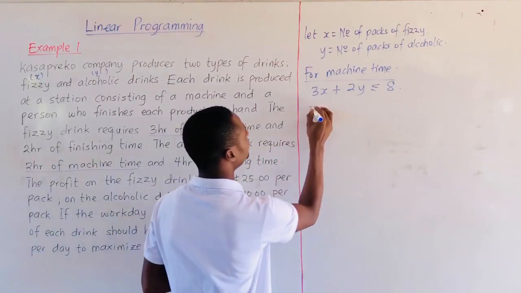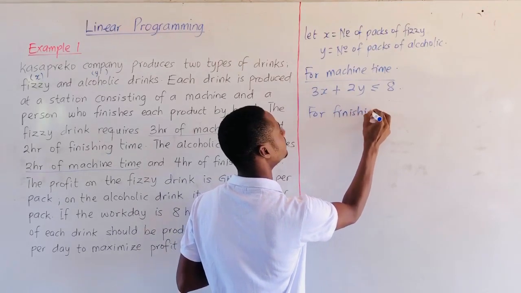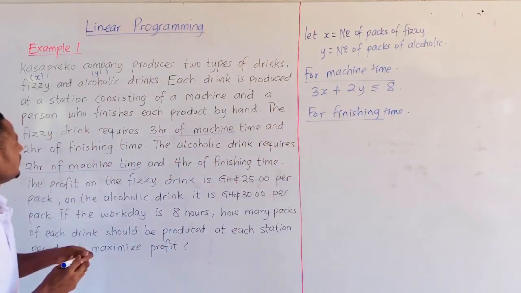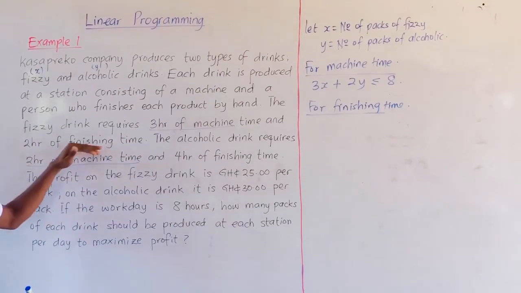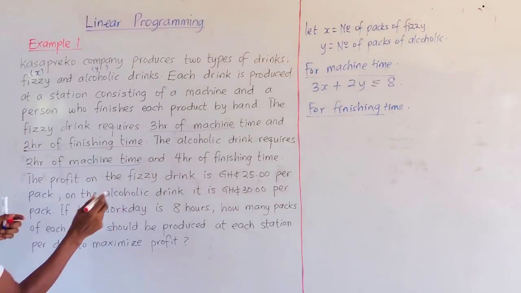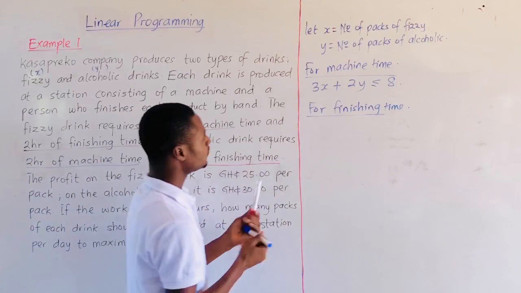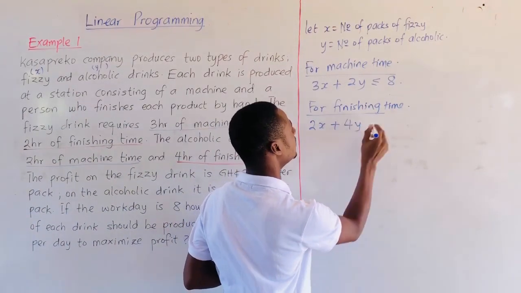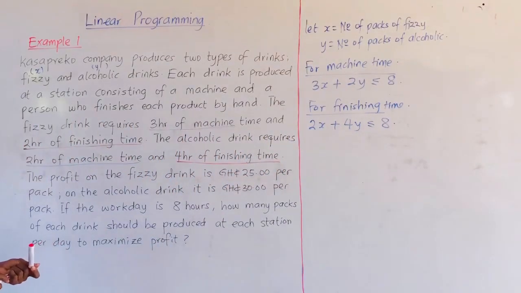Then for finishing, for the finishing time, the fizzy drink requires 2 hours of finishing time. This is the finishing time. And the alcoholic requires 4 hours of finishing time. So we will have 2 hours for the fizzy, 4 hours for the alcoholic. And that is within the 8 hours required in the day.